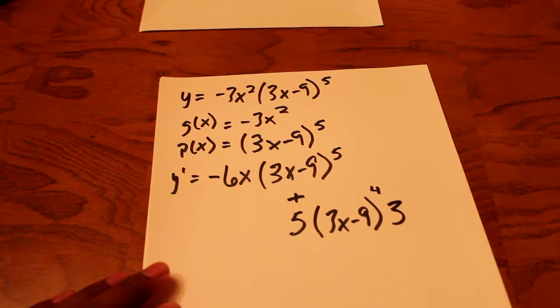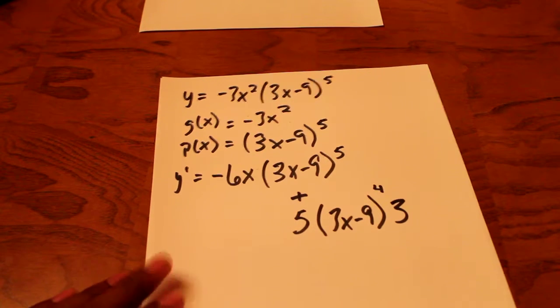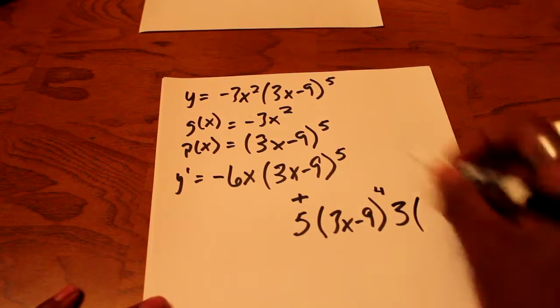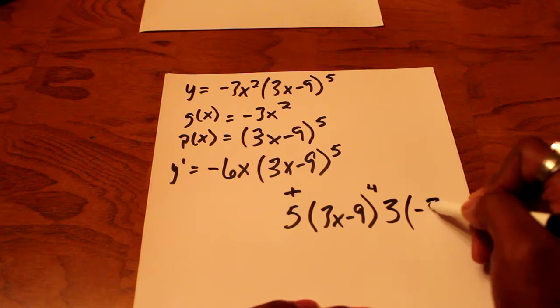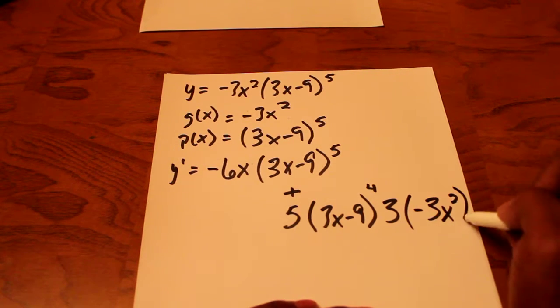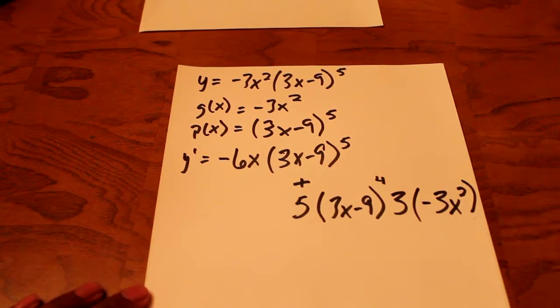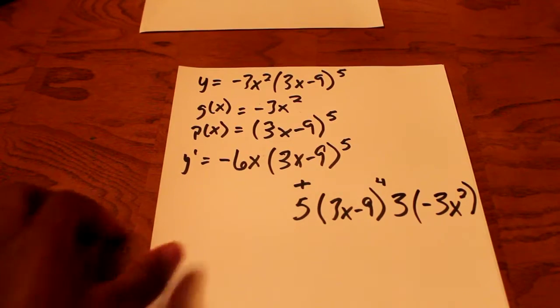And so what we're going to do is, oh no, it's not. I forgot this piece right here, the g of x. We're going to multiply the g of x in there, and we're going to get negative 3x squared, and that is your y prime function. And so what we're going to do is clean that up.